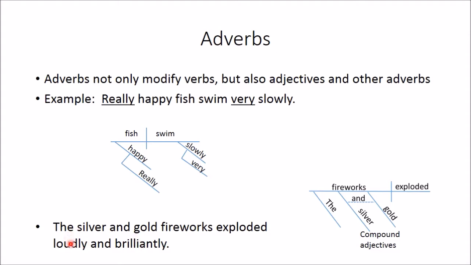How did they explode? Loudly. How did they explode? Brilliantly. Both of these words are telling you about exploded. Exploded is a verb. That's the action the fireworks are doing. And now we've got this compound adverb with a conjunction and connecting them. So no big deal. We're going to put loudly and brilliantly under exploded because they're adverbs describing how the fireworks exploded. And we're just going to add that dotted line and put our conjunction on it. Nothing too crazy, right? So there you have it.